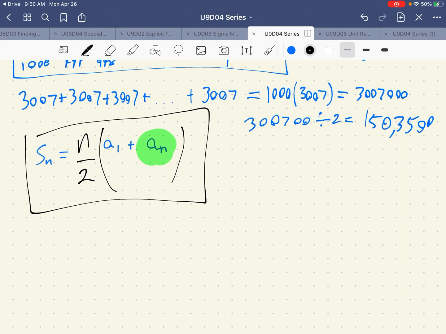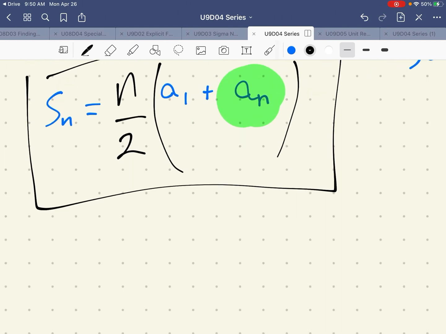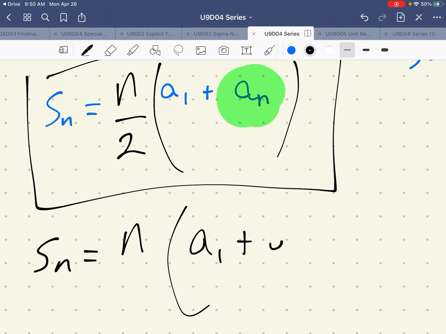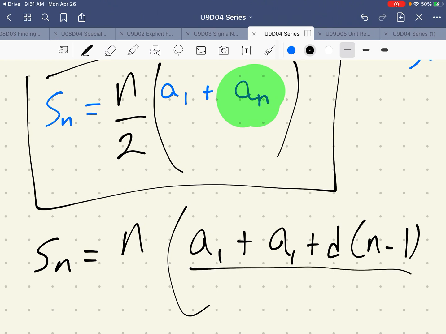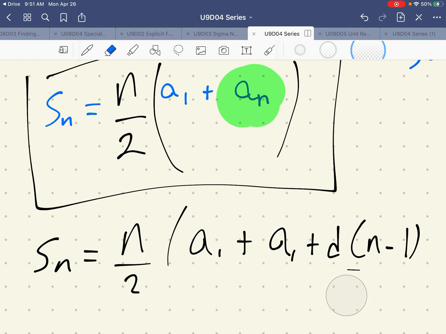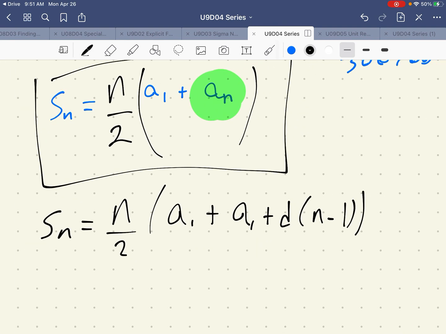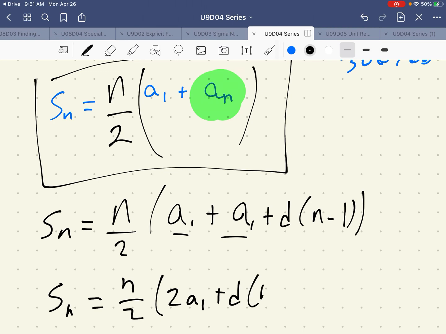There is a second formula that doesn't require you to calculate the last term. I wouldn't recommend it, but you can do it. It is Sn is equal to n times a1 plus a1 plus d times n minus 1, all divided by 2. In other words, you replace an with the last term, which is a1 plus the common difference times n minus 1. Essentially it's the same formula, just that you put the formula for calculating an into the formula itself, and this simplifies to Sn is equal to n over 2 times 2a1 plus d times n minus 1.